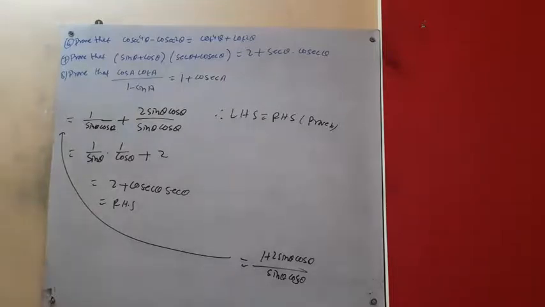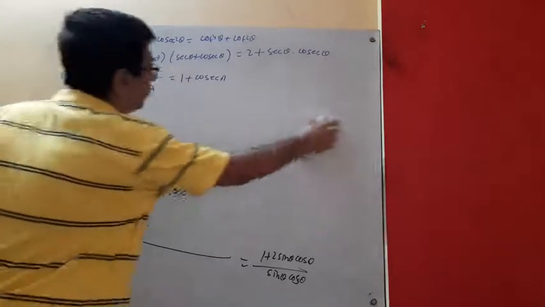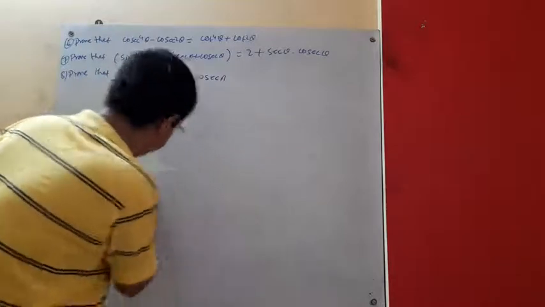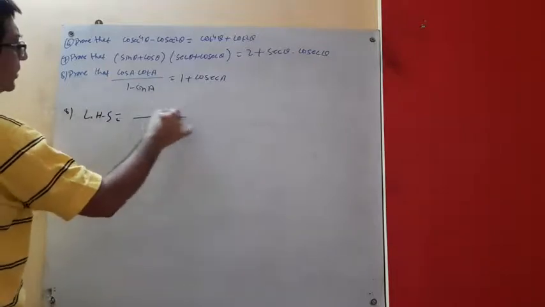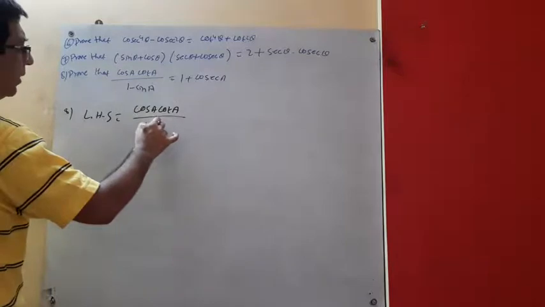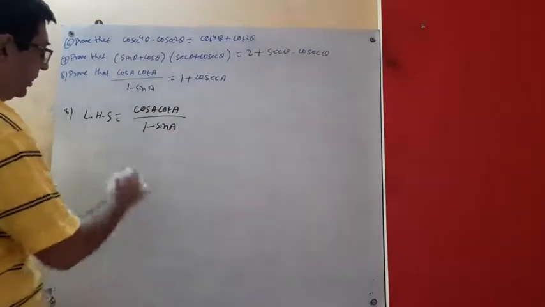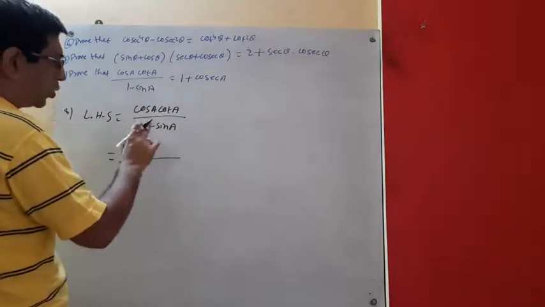Okay. Now we come to question number 8. Prove that cos A cot A by this one equal to this one. How to prove? Question number 8. Look, this is 8. LHS cos A cot A by 1 minus sin A. You have to come to 1 plus cosec A. So what will I do? Cos A cot A by this one.